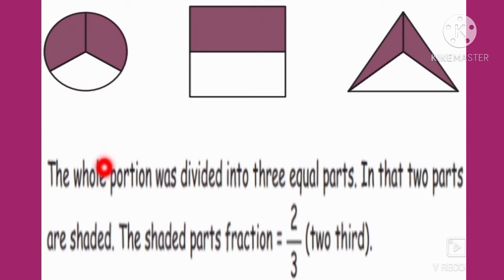Also we can find the fraction of the unshaded part. What will be the fraction of the unshaded portion? Yes, it is 1 by 3. That is, one part is unshaded and the total number of parts is 3. So the fraction of the unshaded part is 1 by 3.